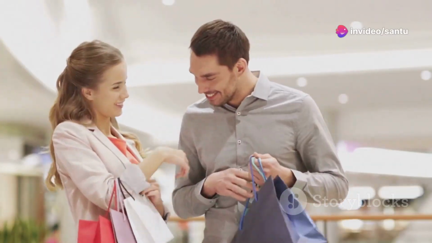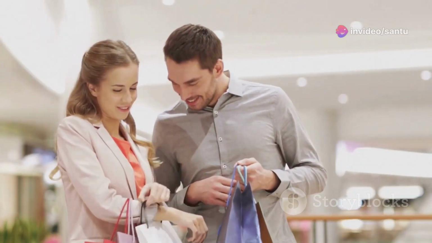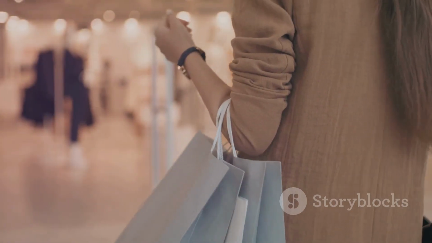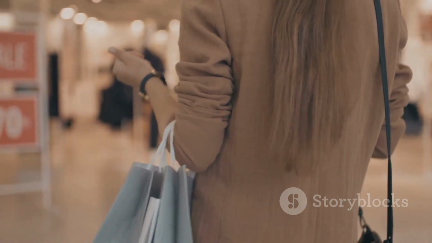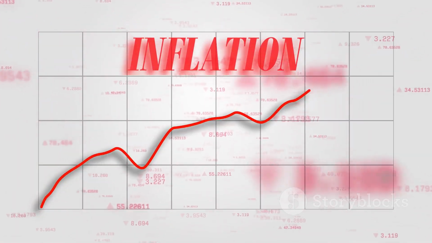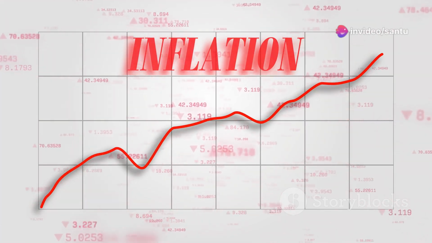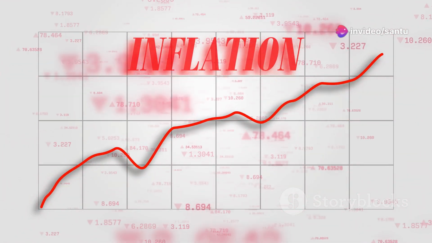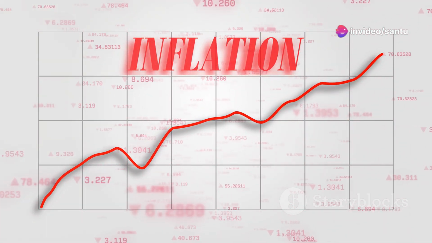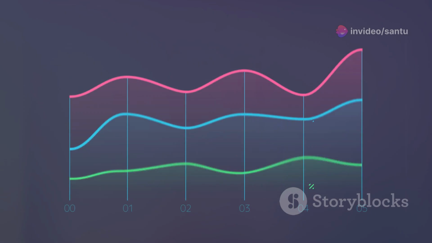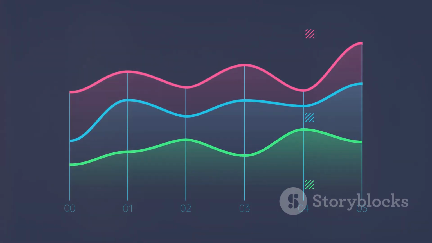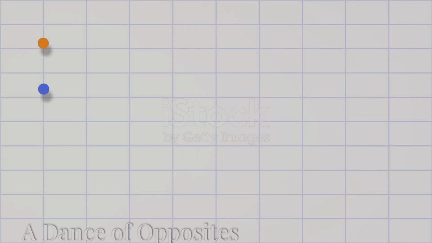Another example can be seen in the relationship between income and spending. As people's incomes increase, they tend to spend more on goods and services. This positive correlation reflects the basic economic principle that higher income often leads to greater purchasing power. Now let's flip the script and explore the opposite, negative correlation.